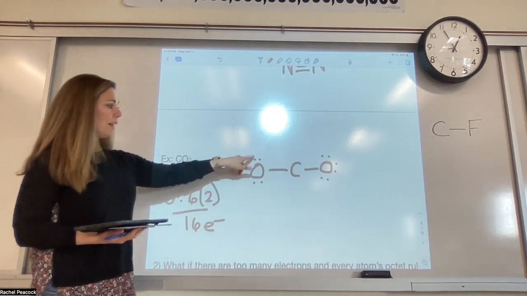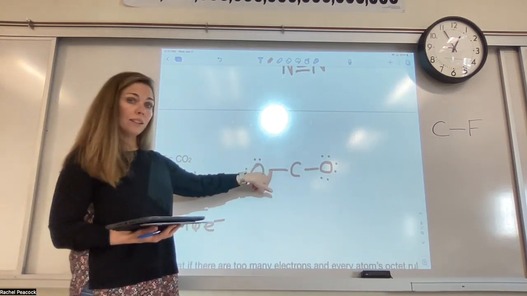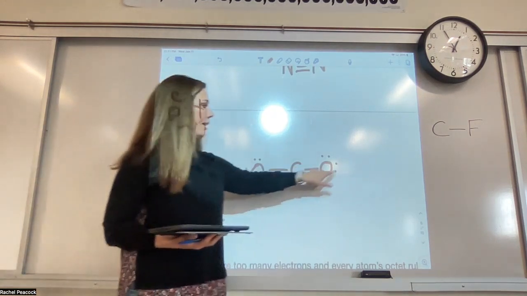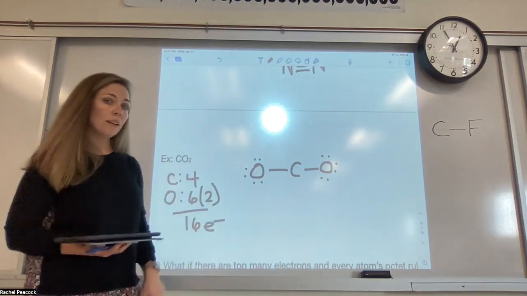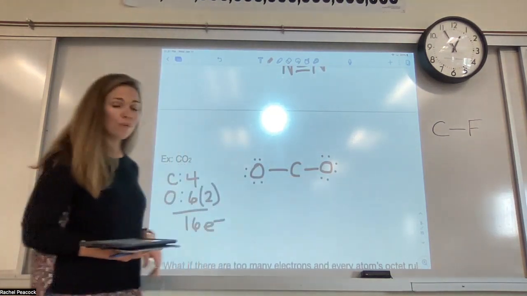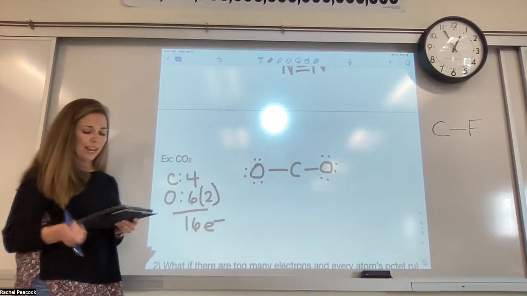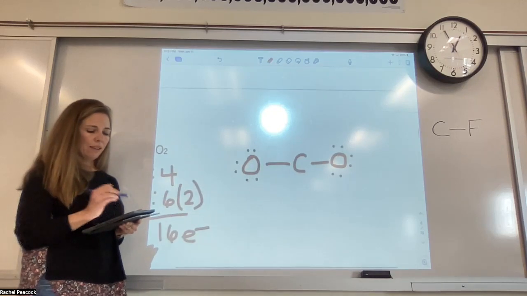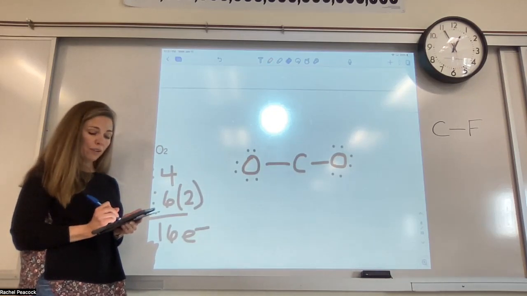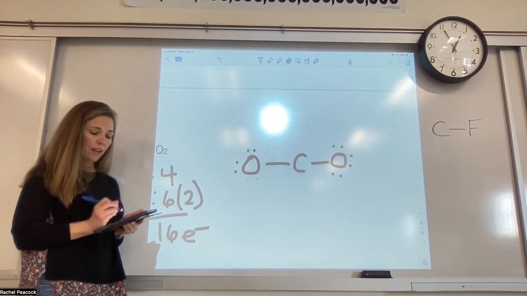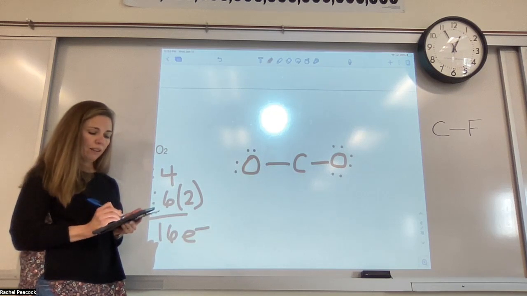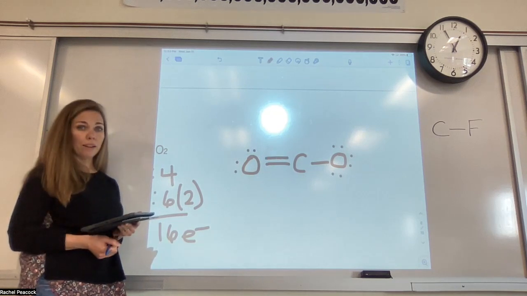Okay, this oxygen has 8. This oxygen has 8, but carbon only has 4, and carbon needs 8. So again, we're going to erase an unshared pair and change it to a shared pair.